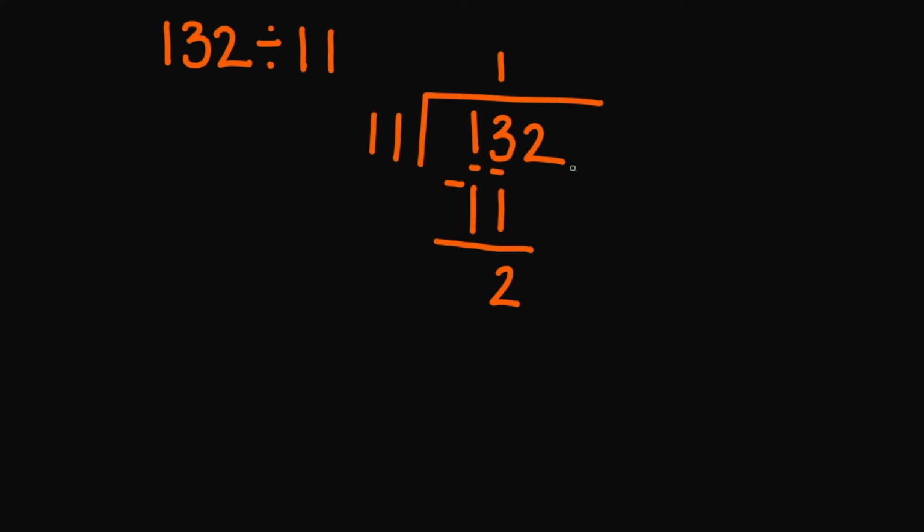Now, what's the next step? The next step is to bring down. We're bringing down the 2. So now 11 goes into 22 how many times now? 2 times. So 11 times 2 is 22. 22 minus 22 is going to be 0. So your quotient is 12. So 132 divided by 11 is 12.